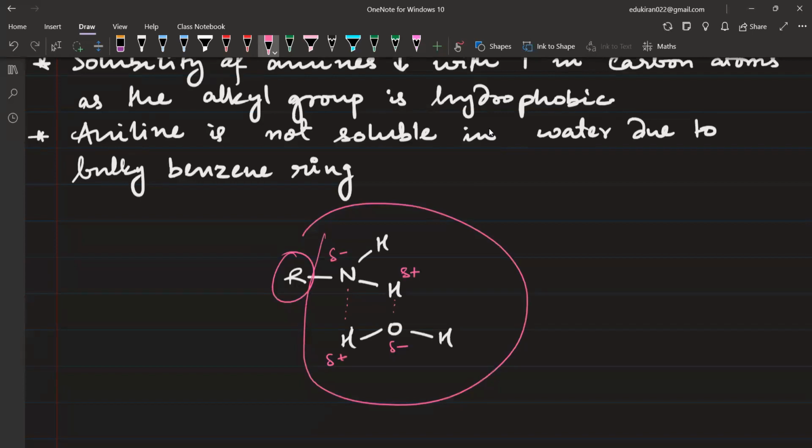This alkyl group is not responsible for solubility. So if you are going to increase this alkyl group, the number of carbon atoms here, the more it increases, this is the hydrophobic part in the sense that it is not favoring the solubility. The NH2 part is only favoring the solubility. And since it is not favoring the solubility, what is going to happen? The solubility will decrease if you increase the carbon atoms. Make sense? Yes, Parker?